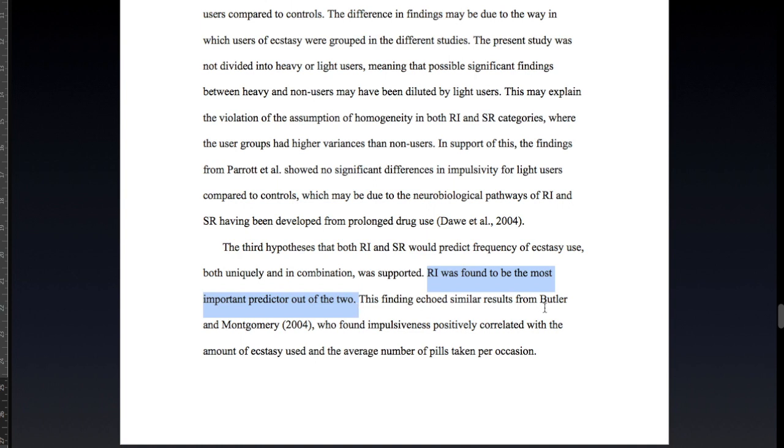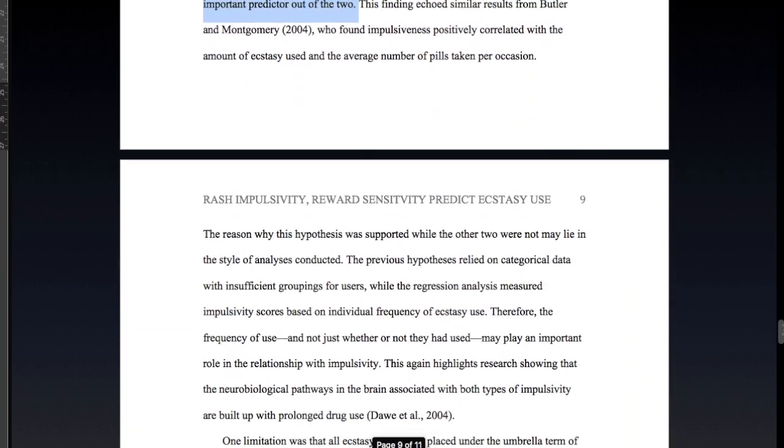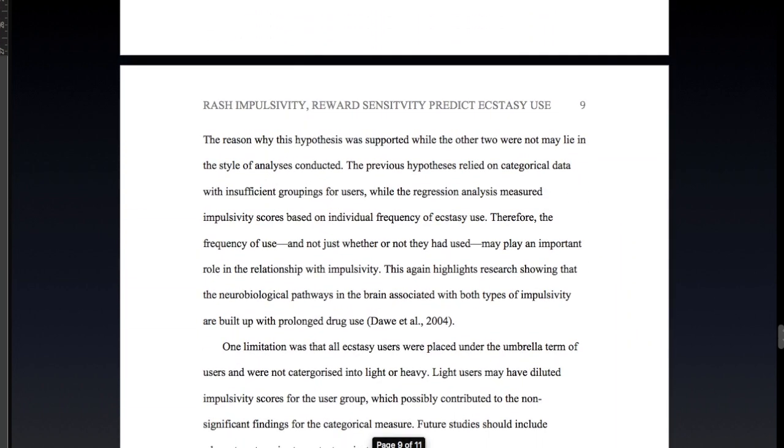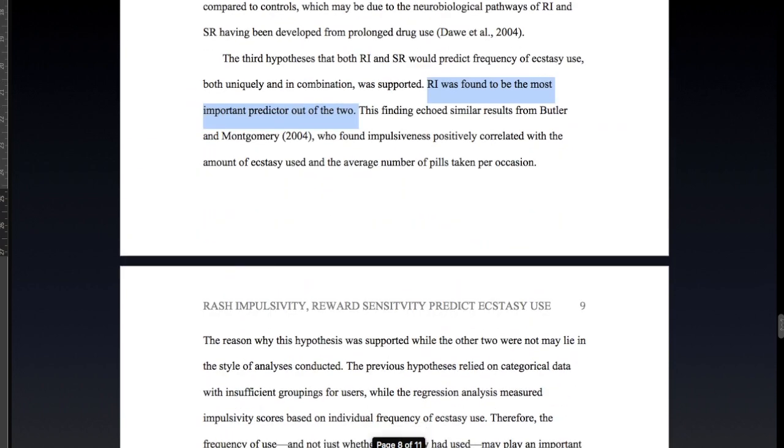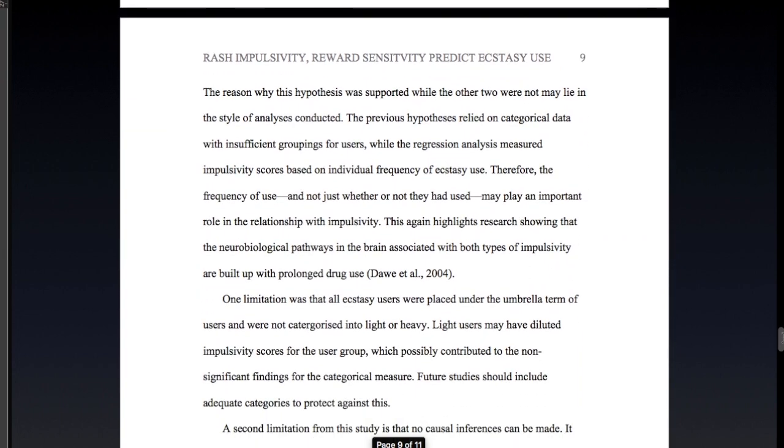This finding echoed similar results, so I'm relating it back to past results and saying what it is that they found. And because it was consistent with past results, you don't necessarily have to go into a reason why it differed, because it didn't differ. But I've gone into a reason why. The reason why this hypothesis was supported while the other two may lie in the style of analysis conducted.